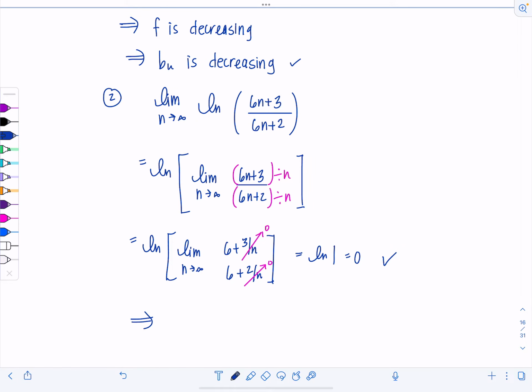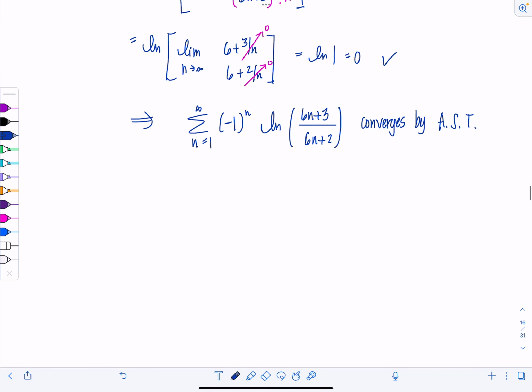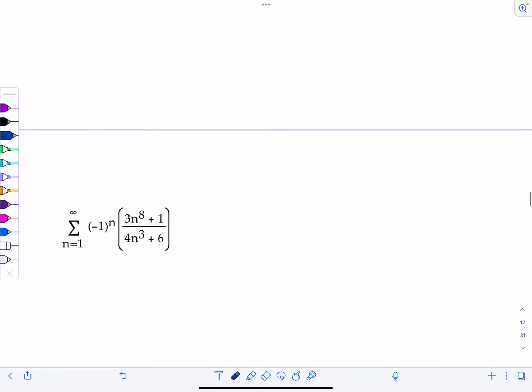So that means the original sum, n equals 1 to infinity of negative 1 to the n, natural log 6n plus 3 over 6n plus 2 converges by alternating series test. And I love a good abbreviation acronym situation. So there we go. AST. Use it when you have an alternating series.